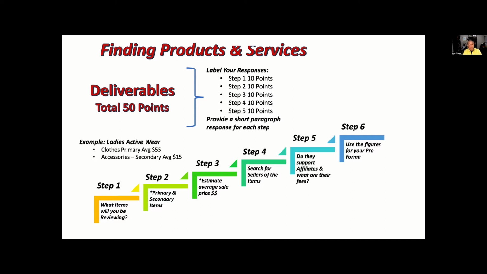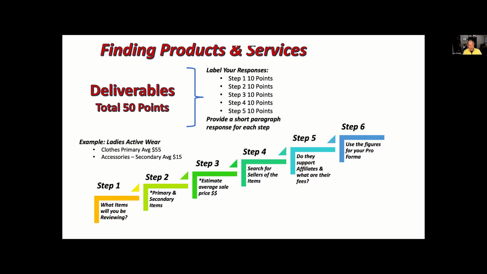Step 2, primary and secondary items. Let's suppose we assume the primary item would be pants or clothes. Let's just call it clothes. And the secondary item will be accessories. And so the accessories would be the gym bag that you carry, maybe AirPods, sweatbands, anything else other than the actual clothes you wear.